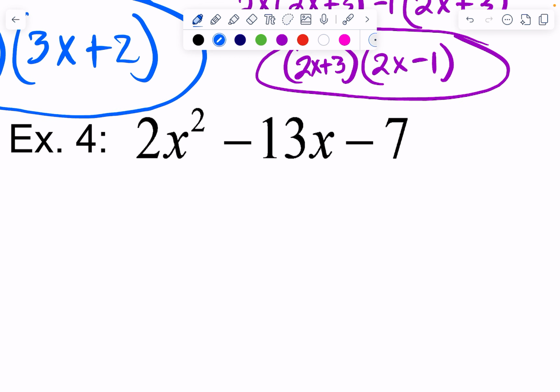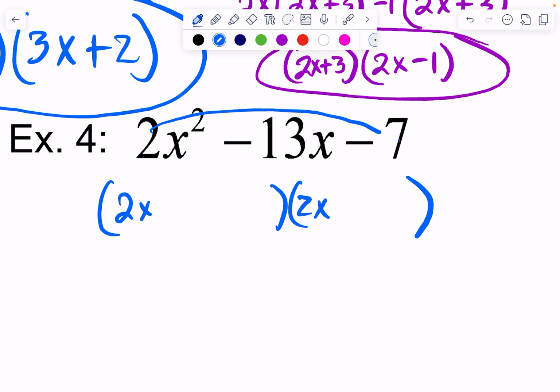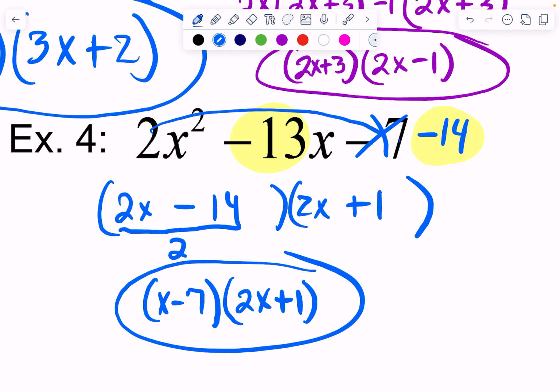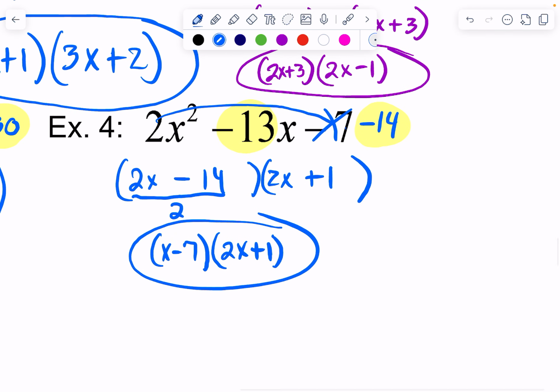And last but not least, at this point, you should be able to decide which way you like better, cubic method or grouping. Cubic method, I got 2x and 2x, multiply my a times my c to get me a new c of negative 14. What times what is negative 14, but when added together is negative 13? Got a negative 14 and a positive 1 for that answer. I can factor out an imaginary factor of 2 here, giving me x minus 7 times 2x plus 1, and you're done.